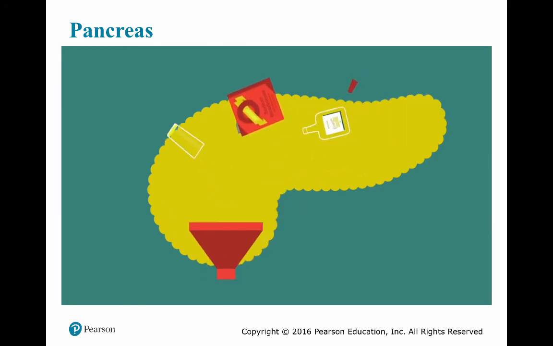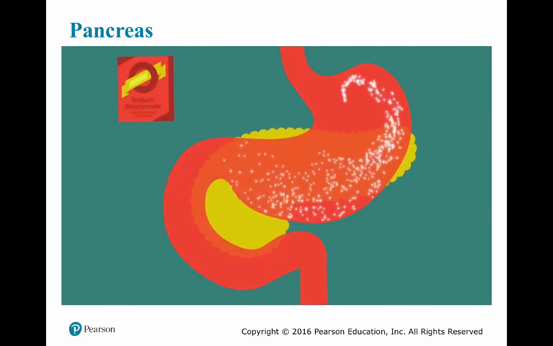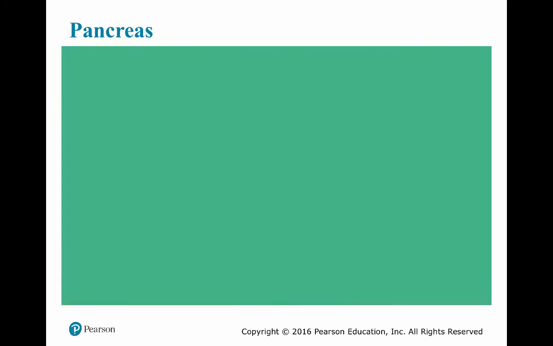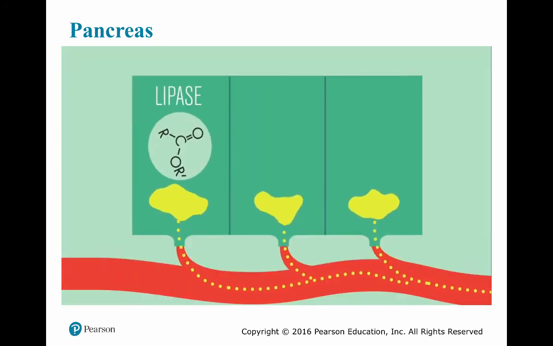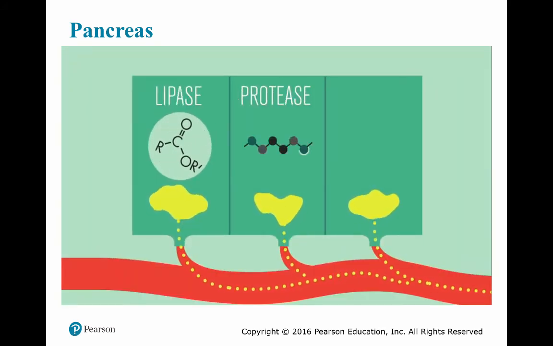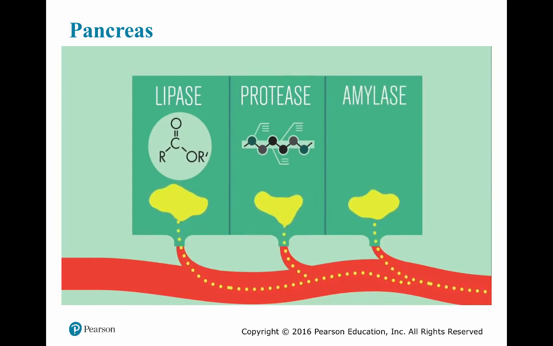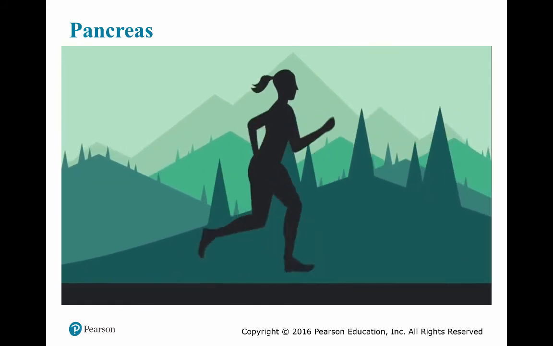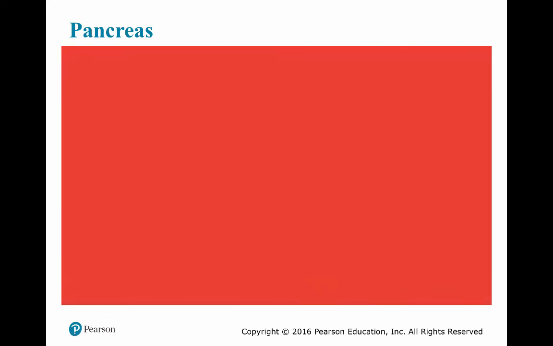Sodium bicarbonate neutralizes the stomach's natural acidity, so these digestive enzymes can perform their jobs. Lipase breaks down fatty substances. Protease splits up proteins. And amylase divides carbohydrates to create energy-rich sugars. Most of those nutrients then get absorbed into the bloodstream and go on to enrich the body.